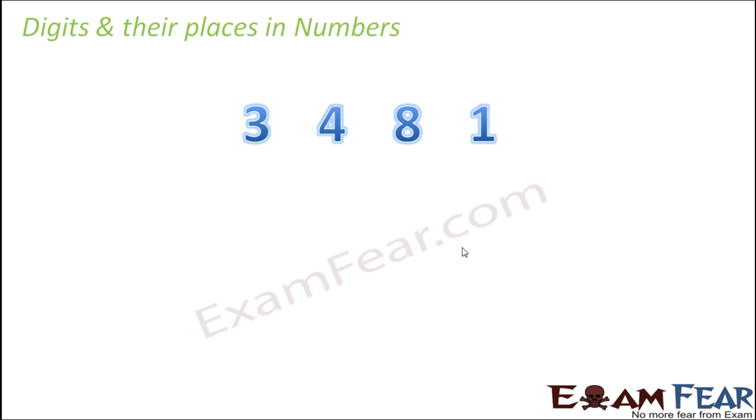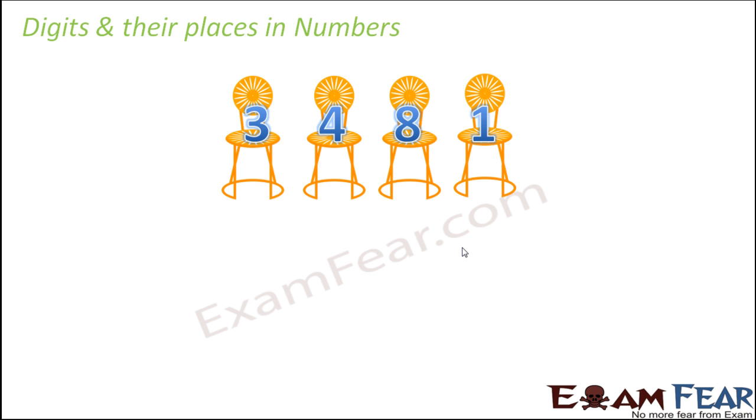Because 3481 together is a number, but each of these 1, 8, 4 and 3 are the digits of the number that make the number. So multiple digits together make a number. Why do we call it 3481? Because each of these digits is placed at a certain position. They are sitting at specific places: some in the ones place, some in the tens place, some in the hundreds and thousands place. And that is why they are named accordingly.